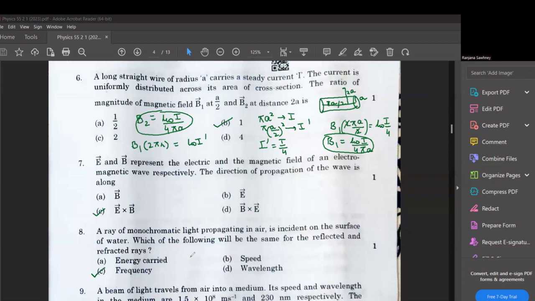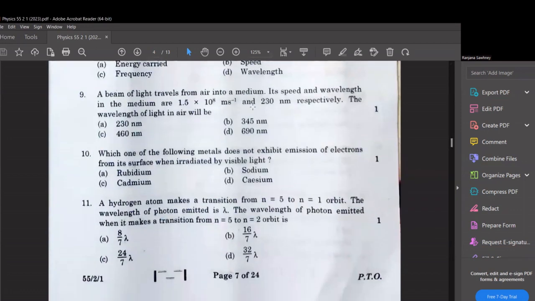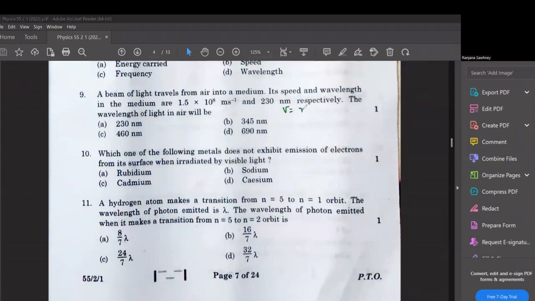Whenever a ray of light passes from one transparent medium to another, that is refraction, and the frequency remains the same. A beam of light travels from air to a medium. Speed and wavelength are given. We have to find the wavelength of the light in air. We know that V is equal to nu lambda. So velocity in air is nu into lambda in air, and velocity in the medium is nu into lambda in medium. Frequency remains the same, so nu and nu cancel out when we divide these two equations.